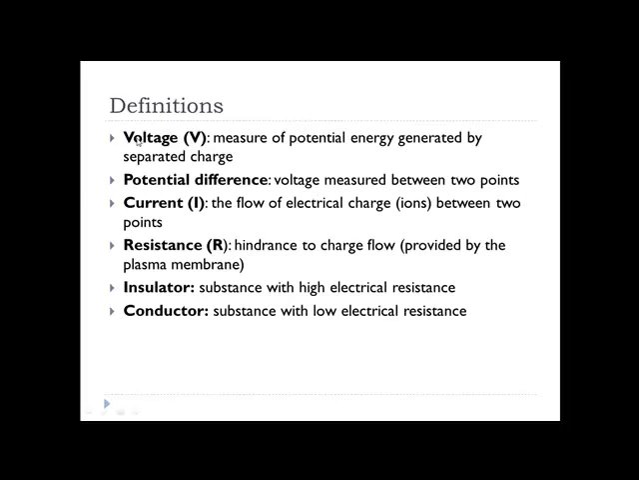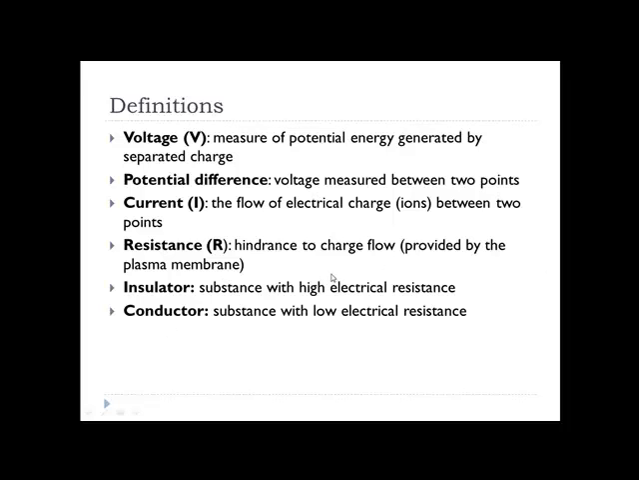Some simple definitions. Voltage is just going to be a measure of the potential energy. Potential difference will be the voltage. Current will be the flow of electrical charge between 2 points. Resistance will be what is hindering the flow of electricity. So gray matter would have a high resistance to electrical flow. White matter would have a low resistance, so the electricity can flow much quicker.